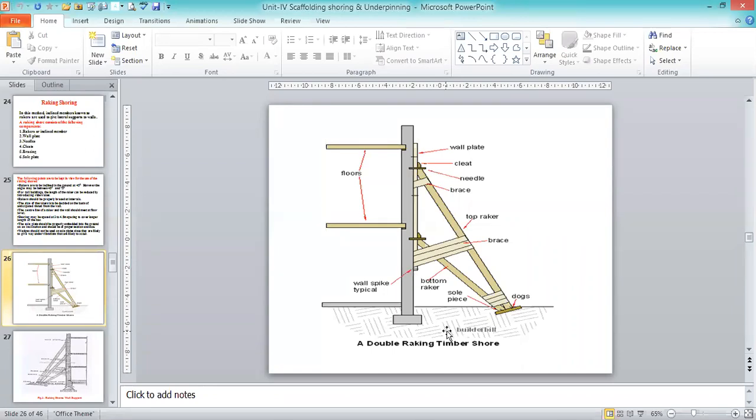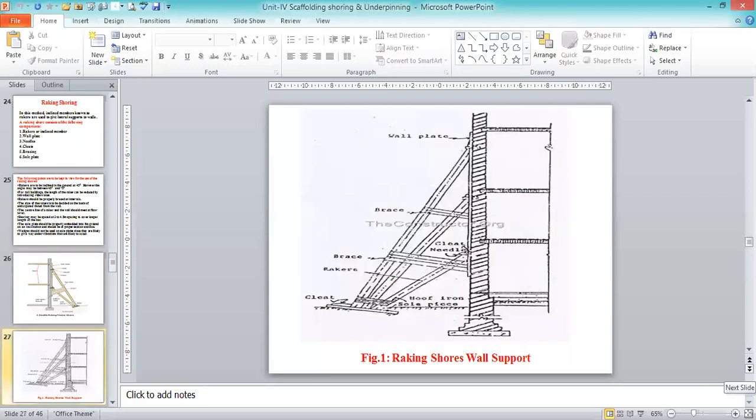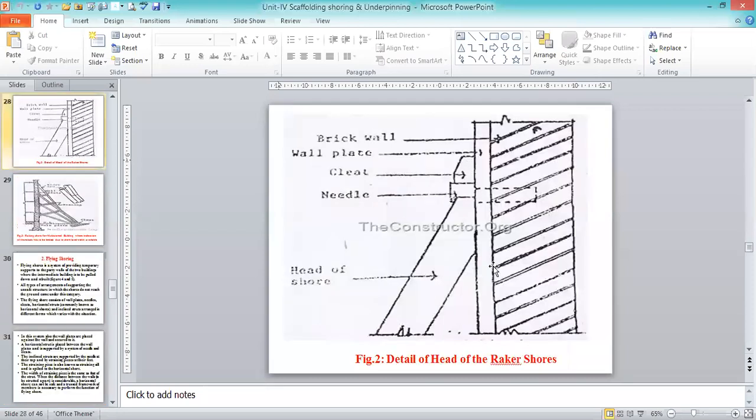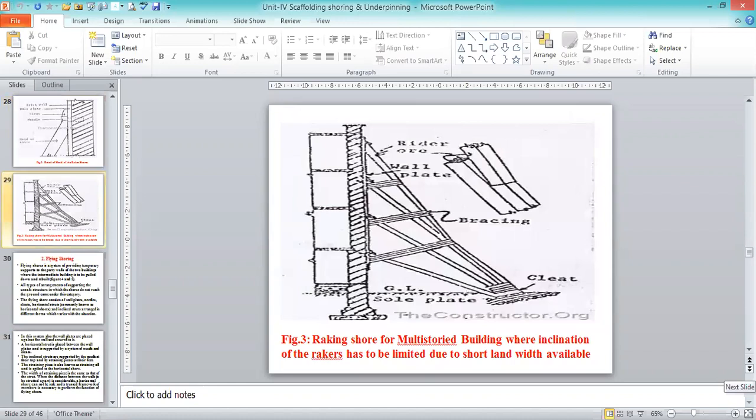When we use the racking shore, it is for a wall in which cracks have developed. This is another diagram explaining how the racking shore is used. I already told you about the brick wall plate. This vertical member is the wall plate. This is the brick wall. This is the cleat. Above that is the needle, and these are the rackers we provide to give the support. So this is how the racking shore is provided and designed for the structure.